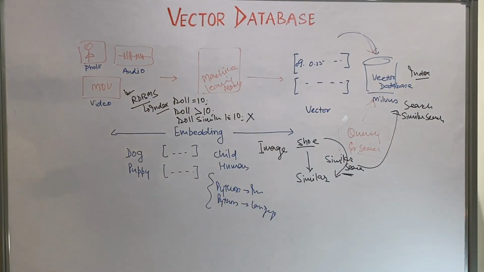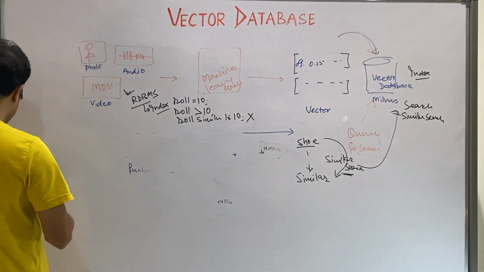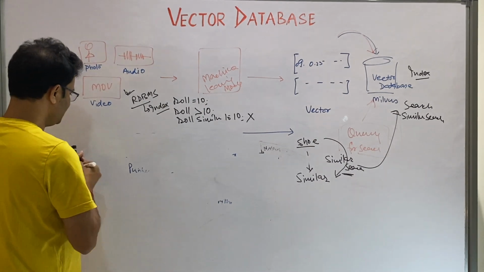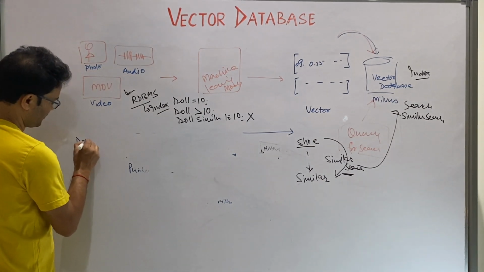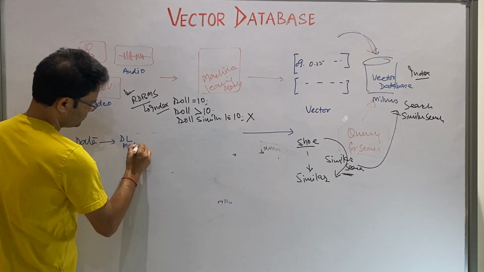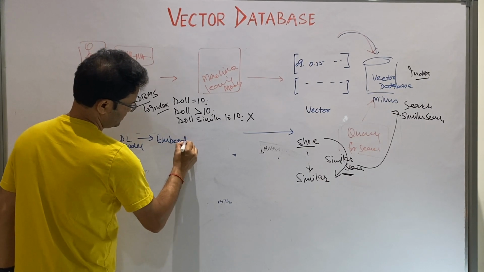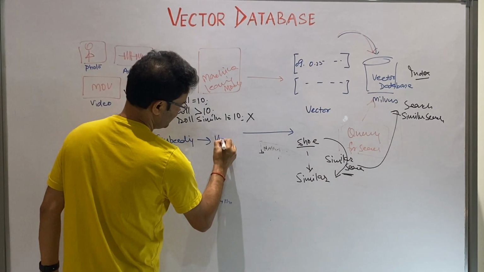If you see the basic pipeline of the vector database, what we do is take the data, put it into the deep learning model, take the embedding, and put it into the vector database.